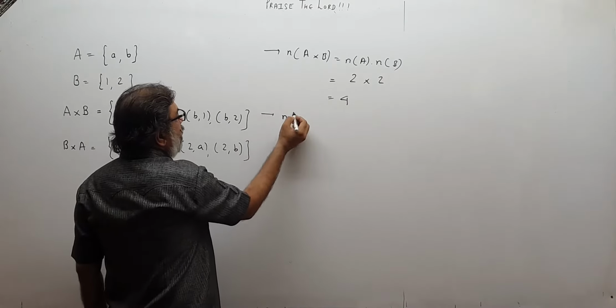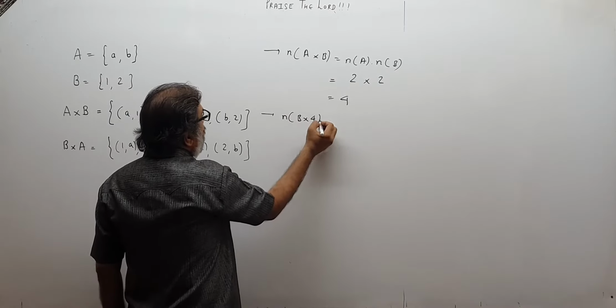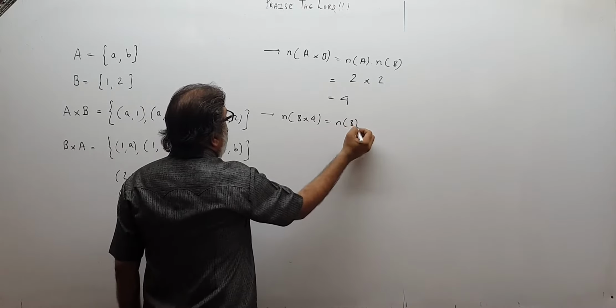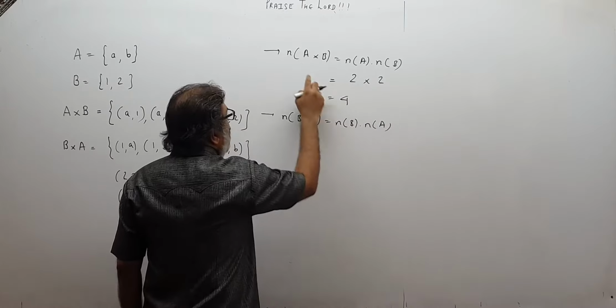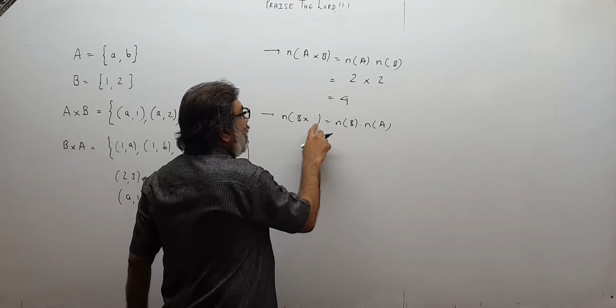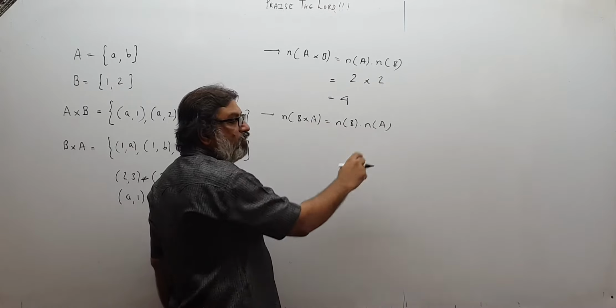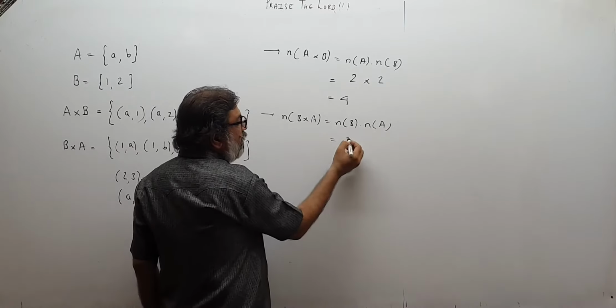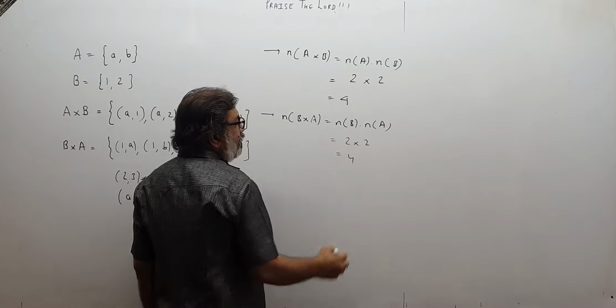What will be number of elements in B cross A? That will be NB into NA. If the number of elements in A cross B is NA into NB, then what will be NB cross A? Sorry, what will be NB cross A? NB into NA. NB means how many? 2 into 2, and that is also 4.